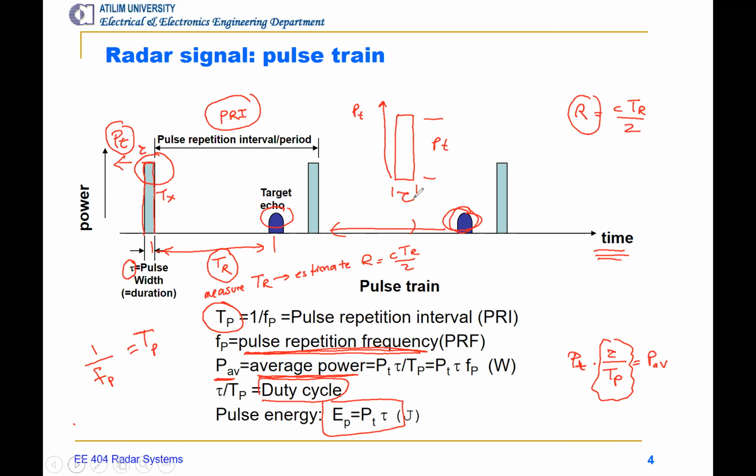But in practice, they may not be just a rectangle. This is quite an ideal waveform. In practice, it is quite distorted. But mostly, we can take the peak power times pulse duration. This is from the definition of energy. Energy is equal to power times time, right?